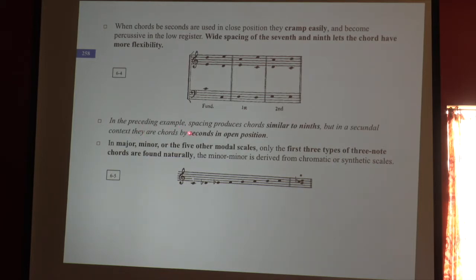In the preceding example, spacing produces chords similar to ninths, but in a secundal context, they're chords by second in open position. Now, why did I write that? It's sort of a technical thing, but it's just remembering that how you analyze music is very subjective. It's the same thing if we put up Mozart. You think Mozart can only be analyzed one way?